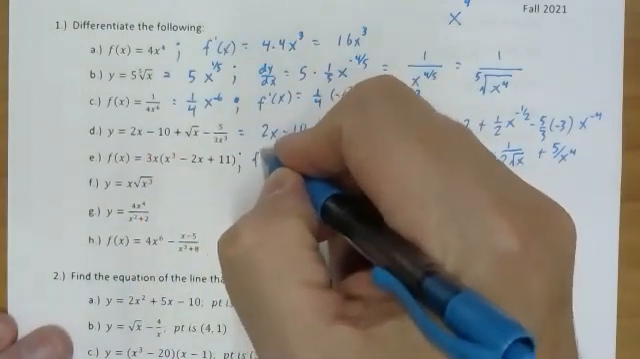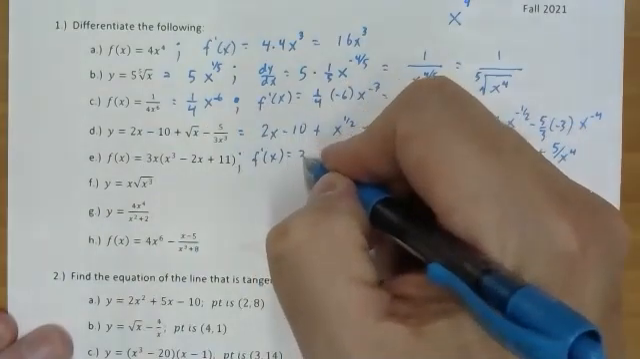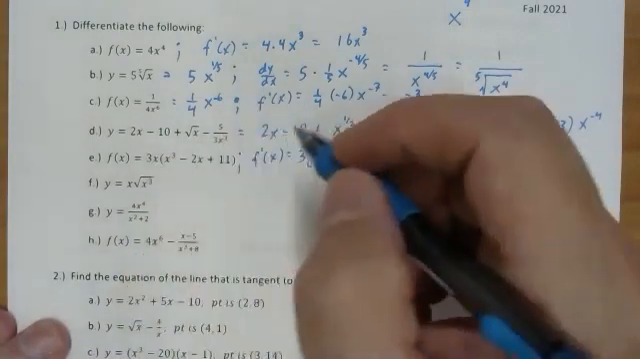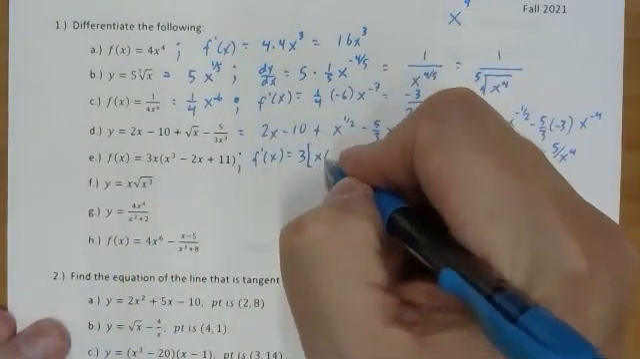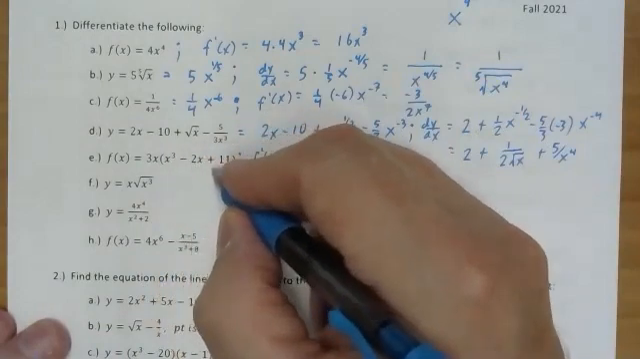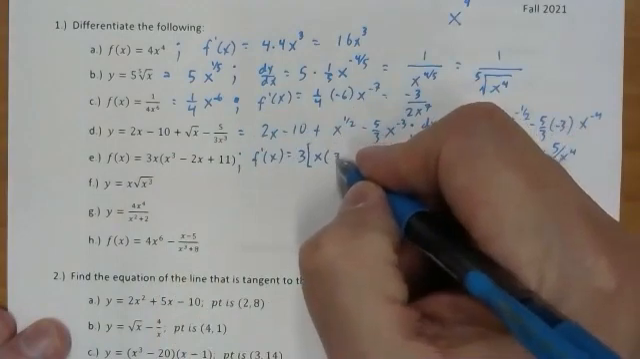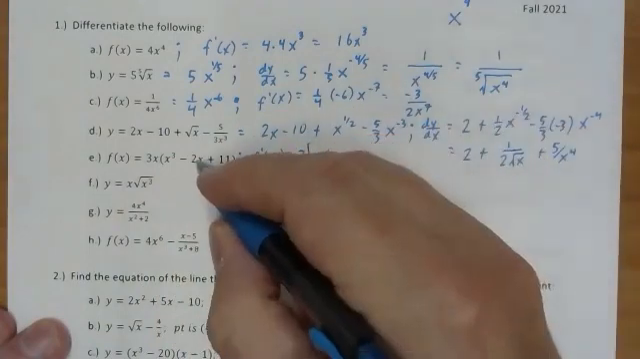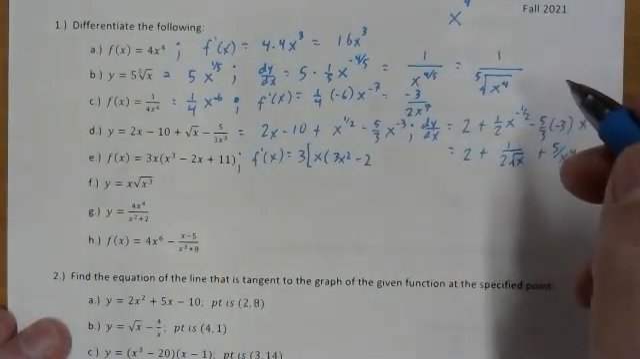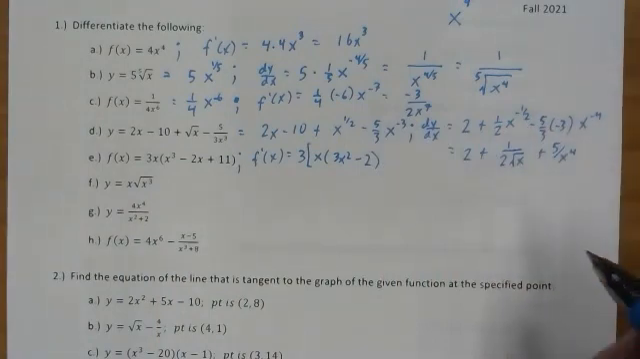So product rule says, first of all, the 3 just tags along. The product rule, I write the first function times the derivative of the second function. Derivative of x cubed minus 2x plus 11. Derivative of x cubed is 3x squared. Derivative of -2x is -2. Derivative of 11 is 0. So this is the first half of the product rule.